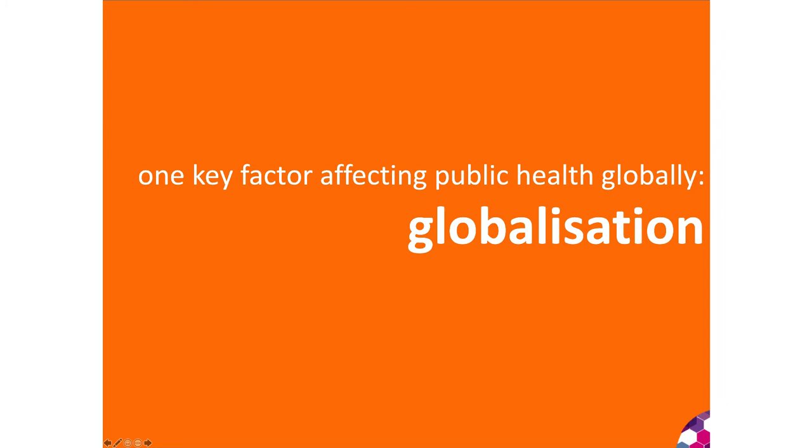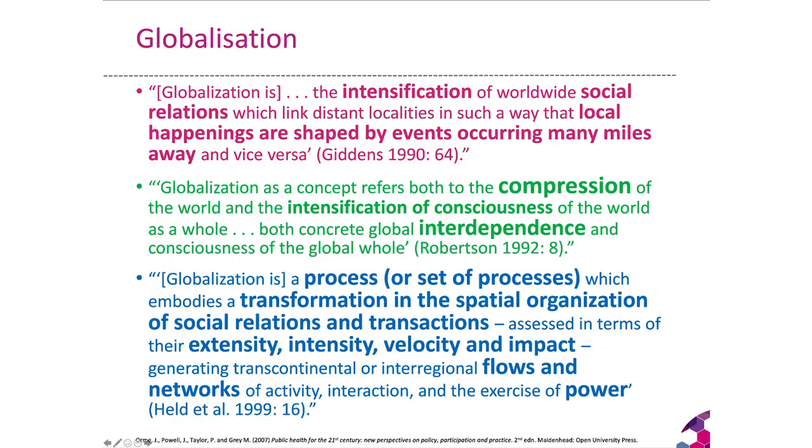So now let's move on to thinking about three key areas that affect public health globally. We're going to start with globalization. Globalization is the intensification of worldwide social relations which link distant localities in such a way that local happenings are shaped by events occurring many miles away and vice versa.